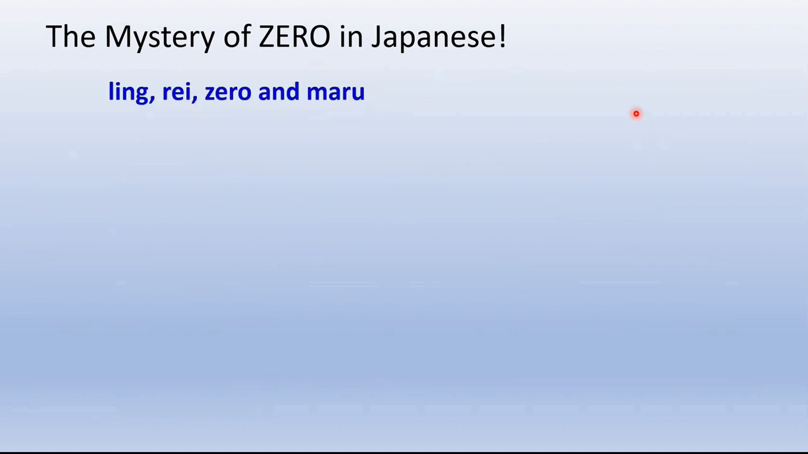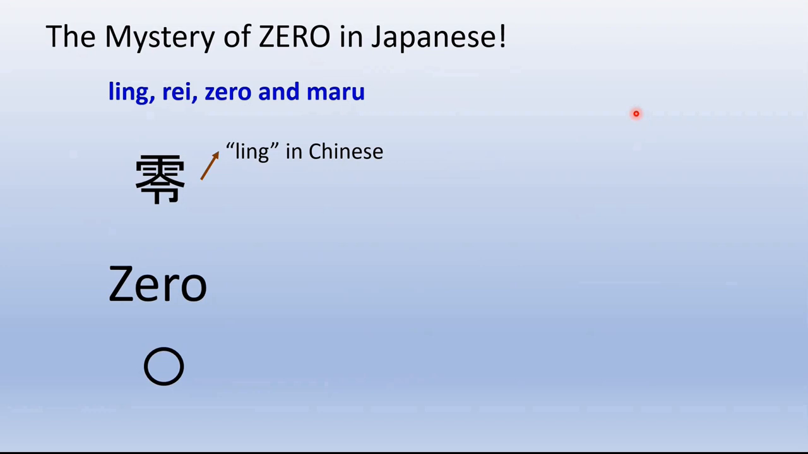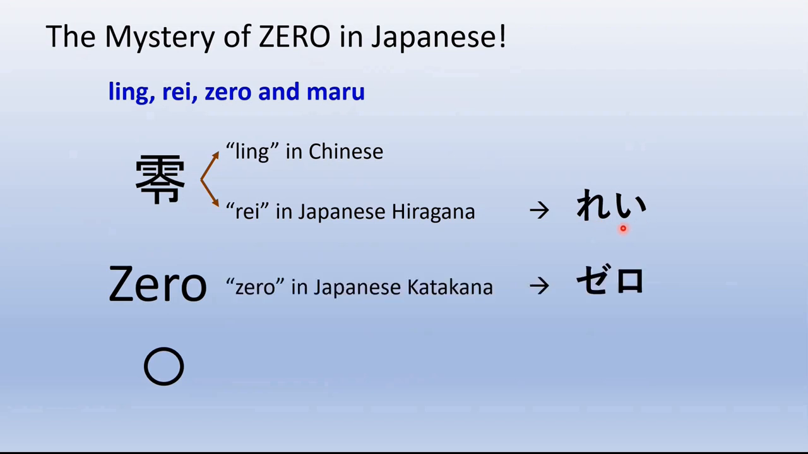So we have 4 words for 0. First, ling in Chinese, rei in Japanese, 0 imported from French, and then we have maru for circle. So to summarize, this is ling in Chinese, and the same symbol is used as rei in Japanese, and in hiragana it is written as this, rei. Then we have the 0. In Japanese it is called zero, and it is adopted from the French zerho.